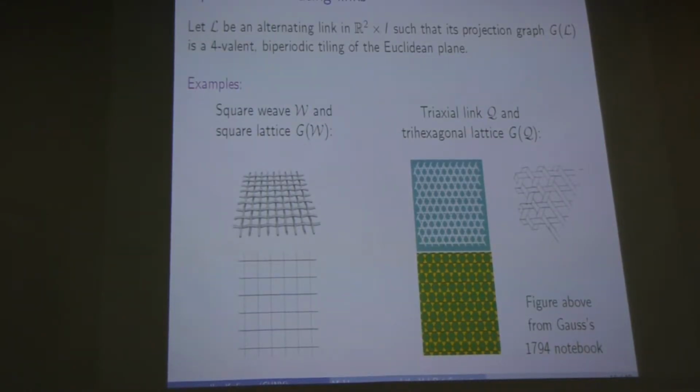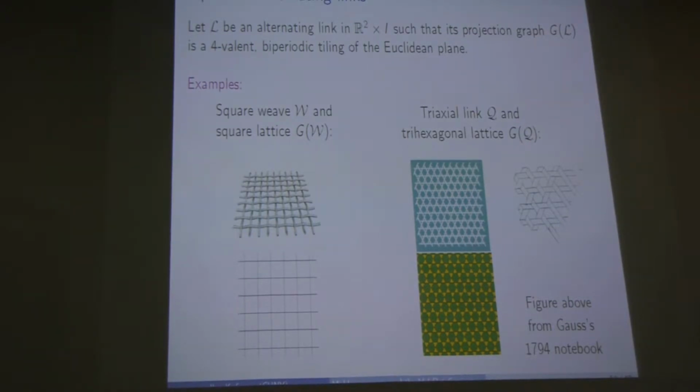So the primary thing I want to discuss today is biperiodic alternating links. If L is an alternating link in R² × I, the projection graph G of L is a 4-valent biperiodic tiling of the Euclidean plane. So that's a biperiodic alternating link. Here are the two primary examples. This is the infinite square weave, and its projection graph is the square lattice. And the triaxial link, with its projection graph, which is the trihexagonal lattice.